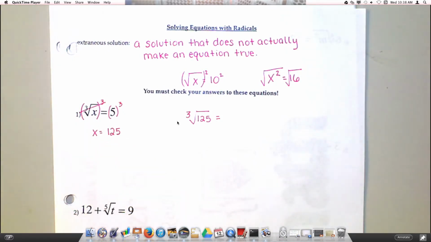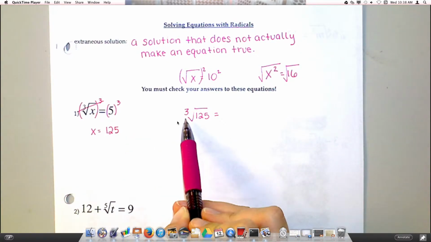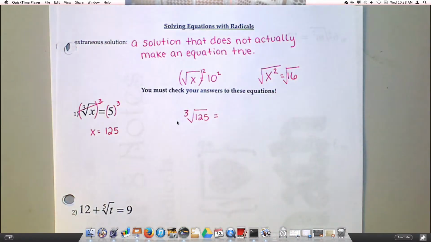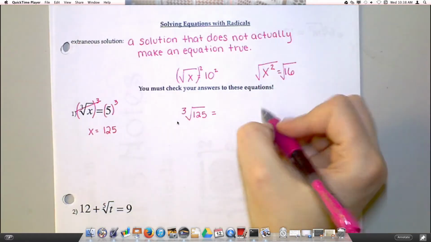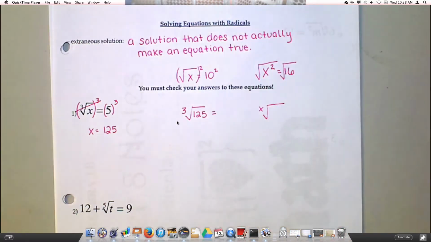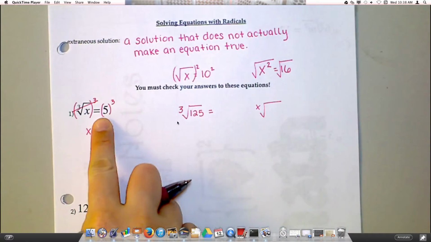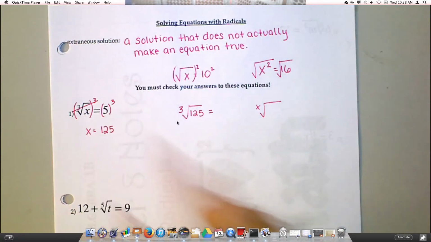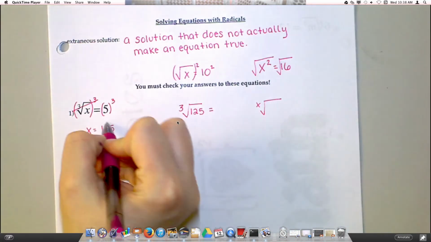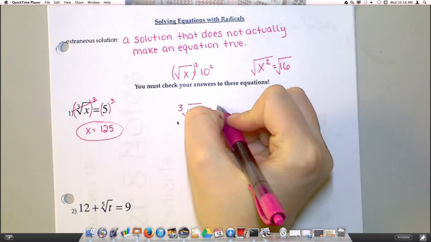In one of those, you would type the 3 and then go to the math button and look for that button that looks like an X with a square root sign attached. I think it's number 5. And then type in the 125. We should get 5. And we did get 5. So that means this answer works, that 125 is our correct answer.